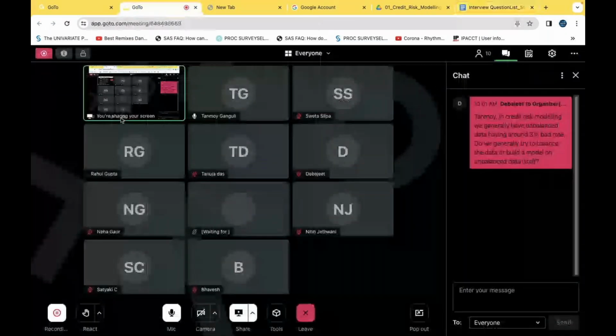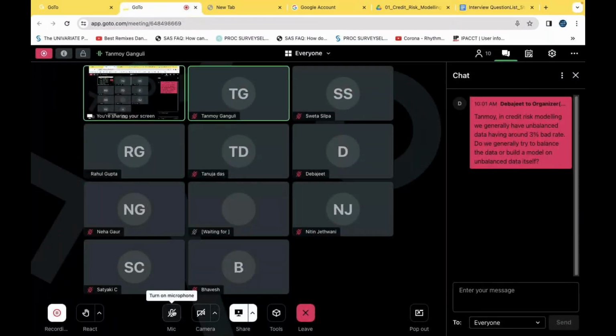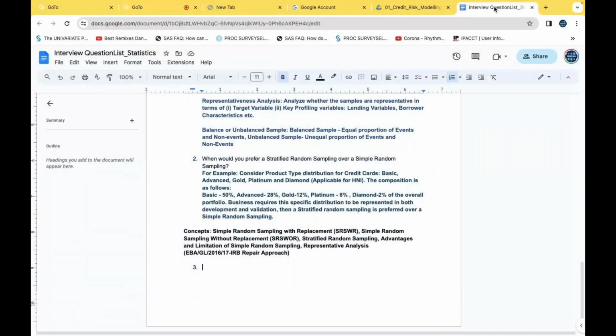Right? Clear? Yes, Tanmay. Okay. The IRB repair document can be easily obtained from the net, right?